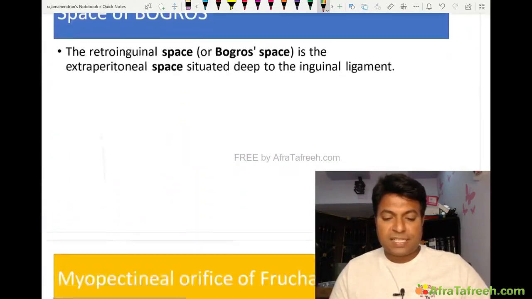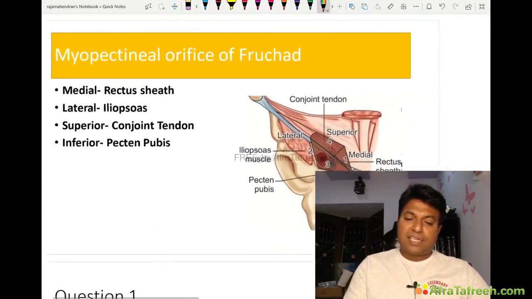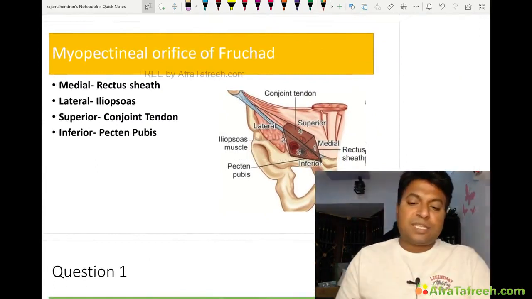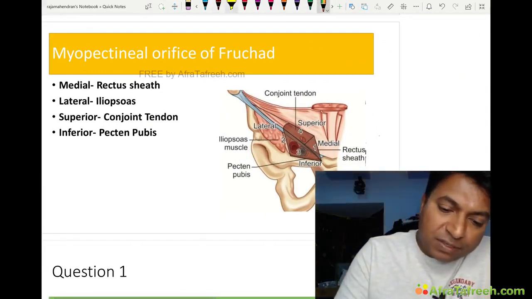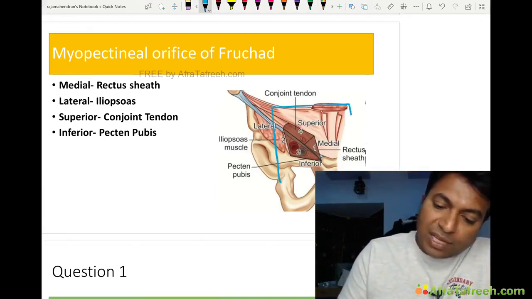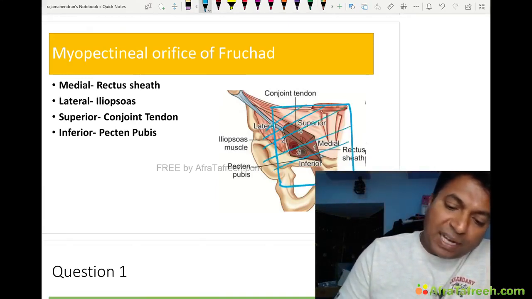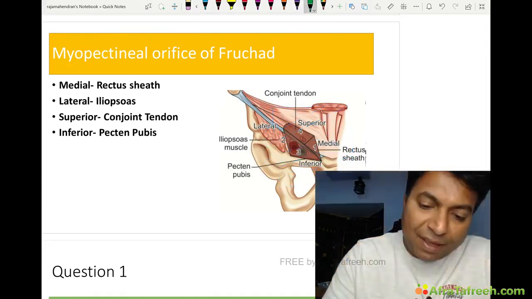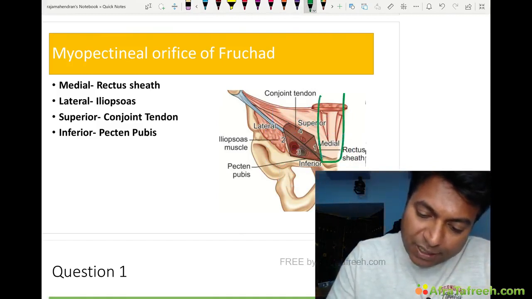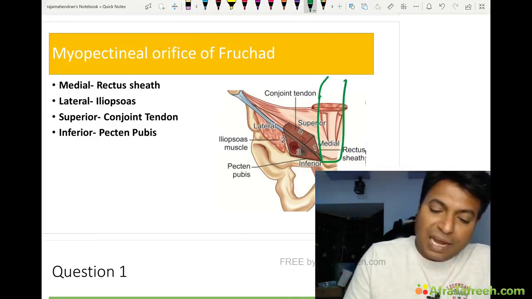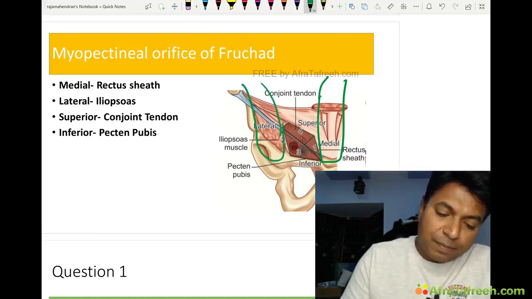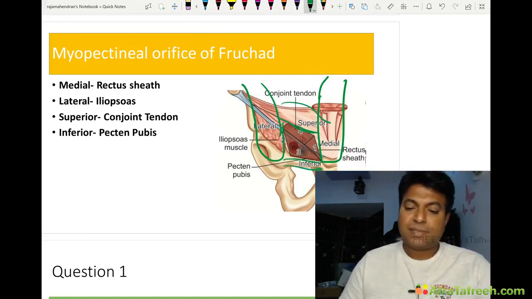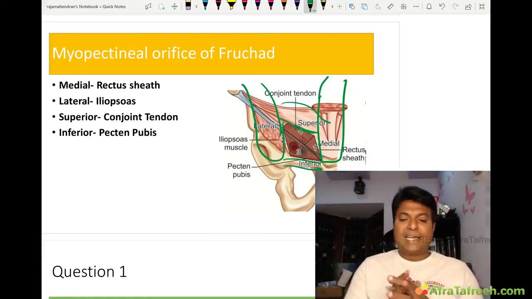So the space of Retzius and space of Bogros. This question came last year in the INI common entrance test. Myopectineal orifice of Fruchaud. This is the space where we actually keep a mesh like this from behind. In this space only we keep a mesh fully. Myopectineal orifice of Fruchaud is bound medially by rectus abdominis. Can you see here? Rectus abdominis medially. Laterally we have iliopsoas muscle. Superiorly we have conjoint tendon. Inferiorly we have pecten pubis. So this is the myopectineal orifice of Fruchaud.